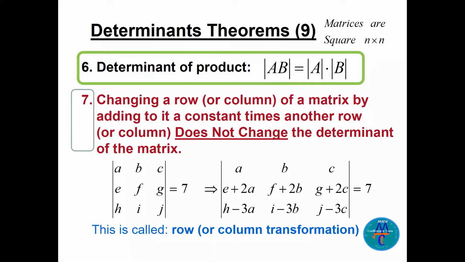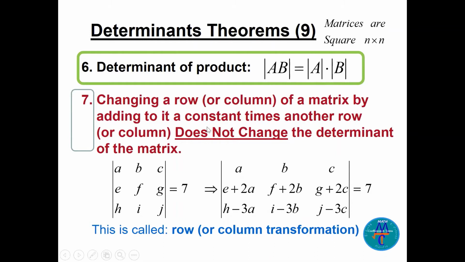Now we have reached theorem number 6, determinant of a product. The determinant of A times B will be the determinant of A times the determinant of B, if each one is defined. Now, number 7, changing a row or column of a matrix by adding to it a constant times another row or column does not change the determinant.